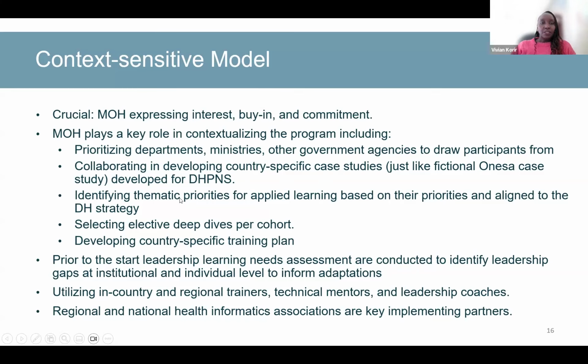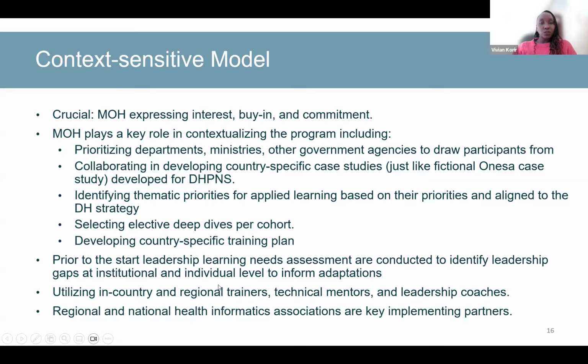Ministry also helps in identifying thematic priorities for applied learning, and this is based on their current priorities, and it's also aligned to the digital health strategy. Also, the Ministry of Health selects the elective deep dives for the country and also participates in developing the country-specific training plan, meaning that the ministry agrees ahead of time on the dates when the in-person sessions will take place, and therefore doesn't conflict with other dates in the Ministry of Health calendar.